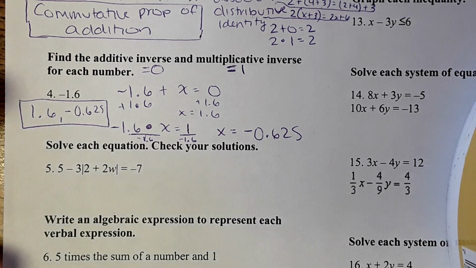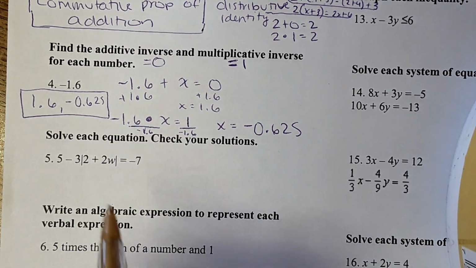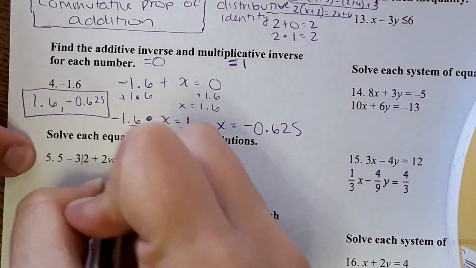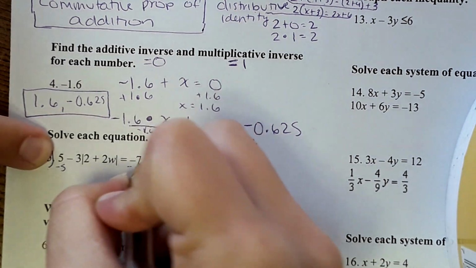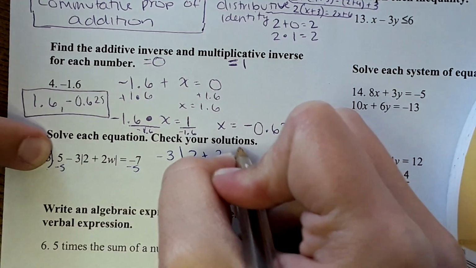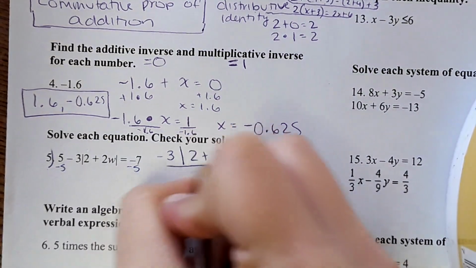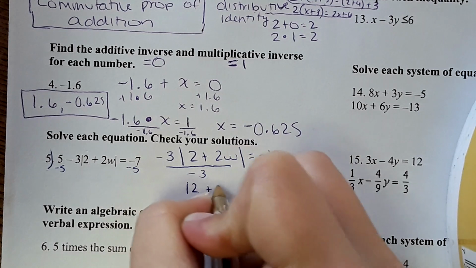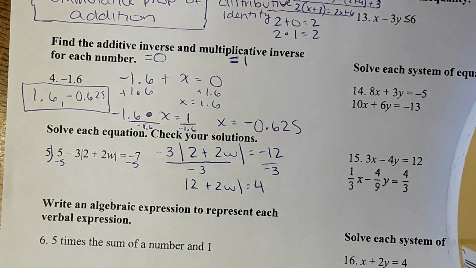Okay, next one, solve each equation, check your solutions. So we have an absolute value symbol in there. Before we deal with the absolute value, we need just the absolute value on one side. So we're going to get everything else on the other side. So we're going to subtract 5 from both sides. Going to divide by negative 3. Until we get this.